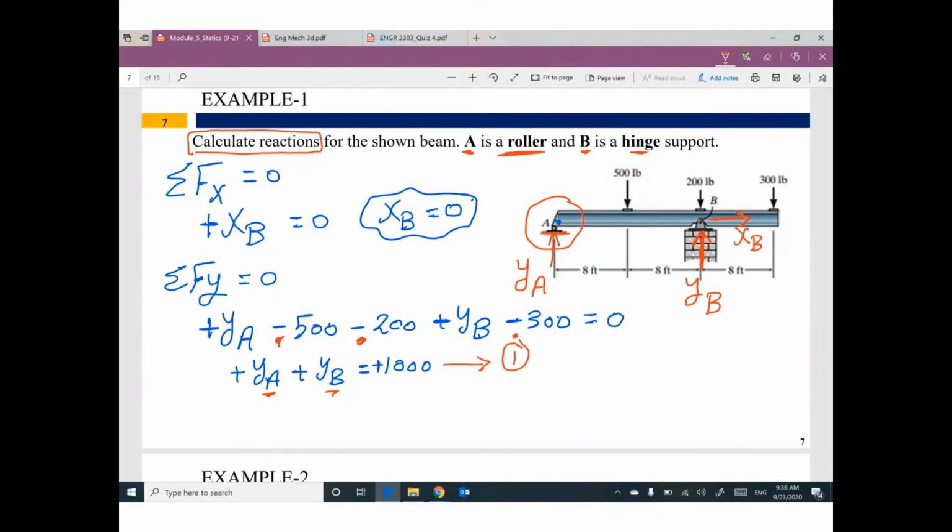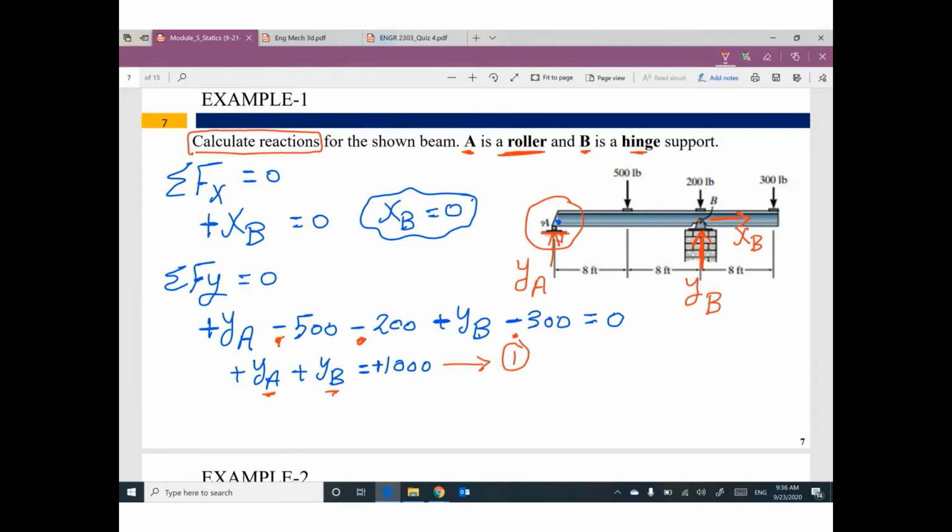Guys, be careful about this point. First step, you need to put your reaction, and please put your reaction correctly. For roller support, we have only one reaction perpendicular to this base. So we have vertical reaction only, nothing else. For B, it's a hinge. So we have two reactions, one vertical and one horizontal.